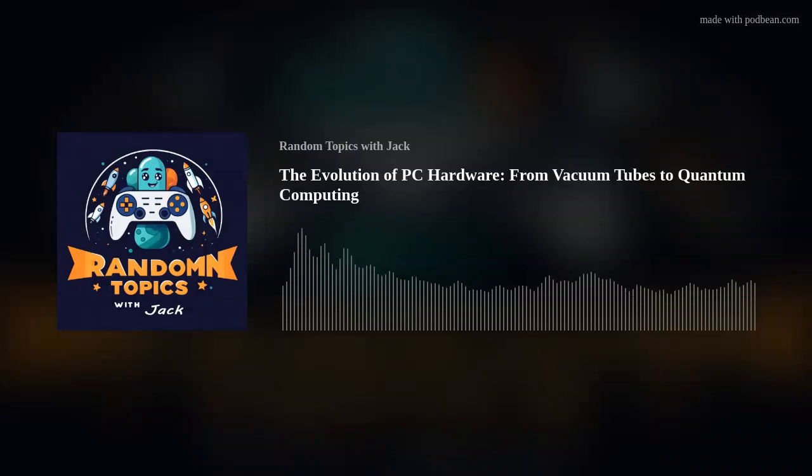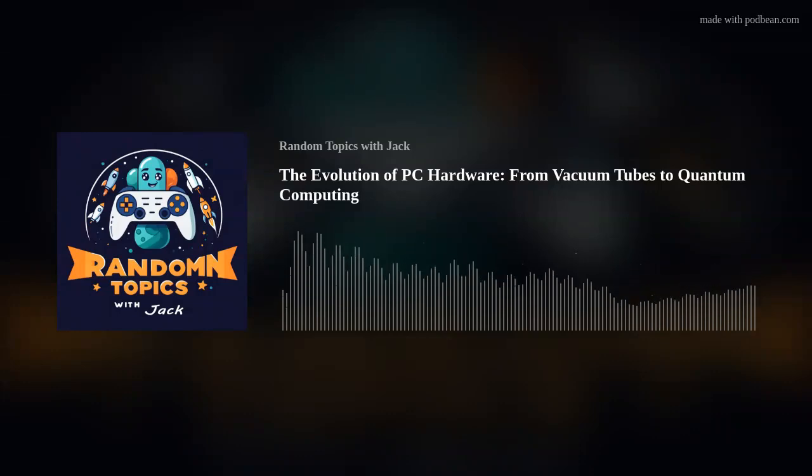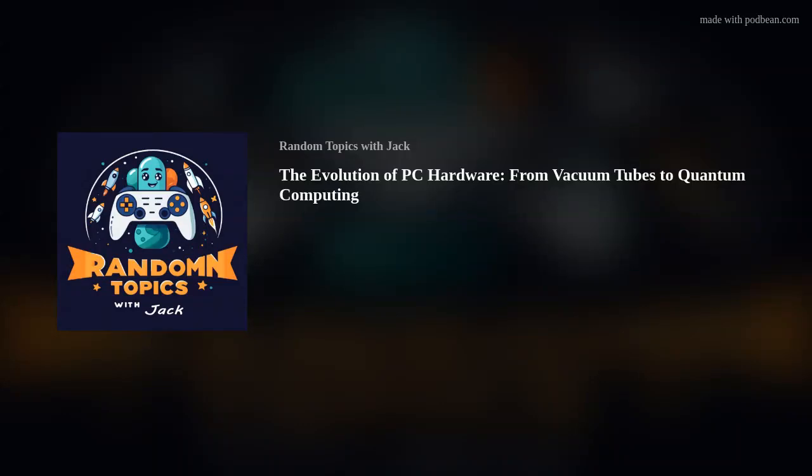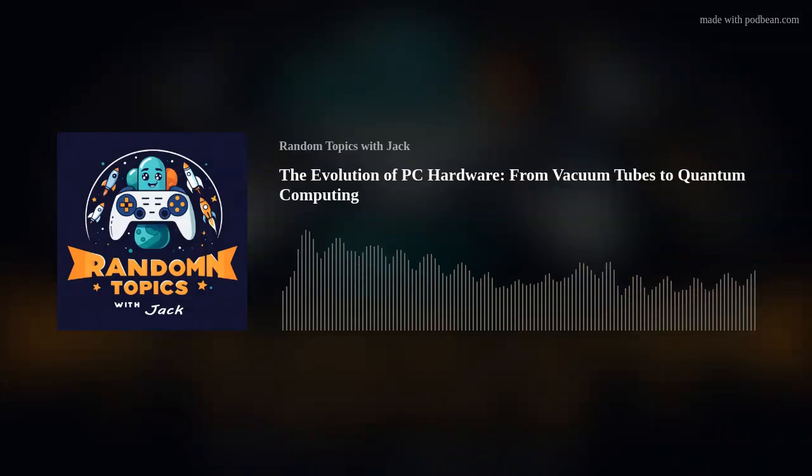Over the years, companies like Nvidia and AMD have pushed the envelope, introducing technologies such as real-time ray tracing and AI-driven graphic enhancements, allowing for more immersive and realistic visuals. As computing technology advanced, so did the need for high-quality audio.